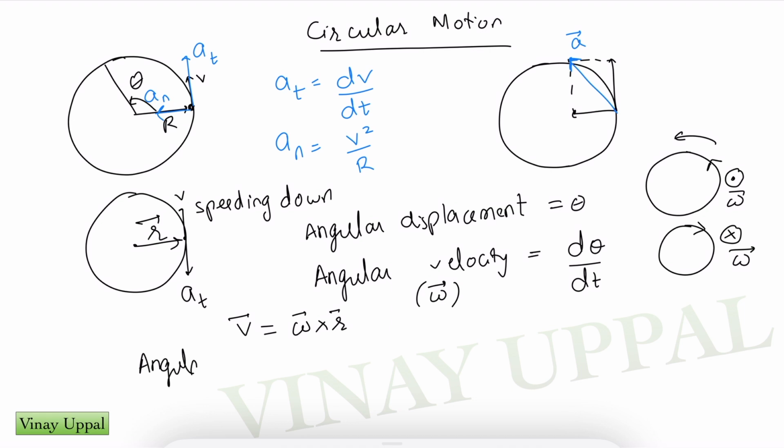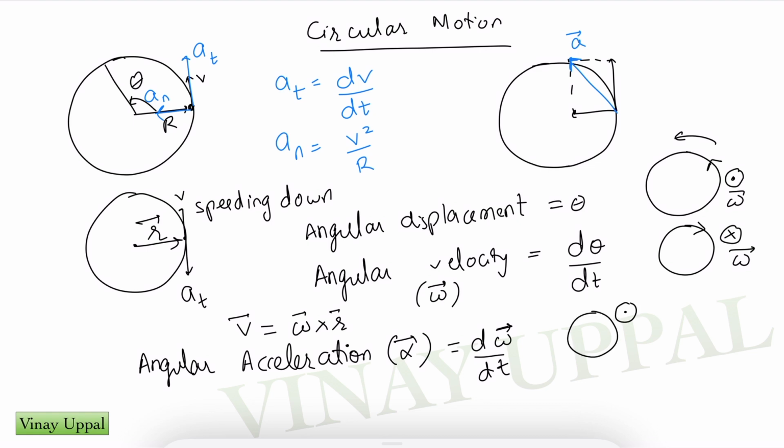And finally, angular acceleration. That is nothing but d omega vector by dt, the rate of change of angular velocity. If I have angular velocity in this sense, that means the particle is traveling in the anti-clockwise sense, and suppose the particle is speeding up, so omega magnitude is increasing. Then angular acceleration will be parallel to omega. If it's slowing down, angular acceleration will be anti-parallel to omega.